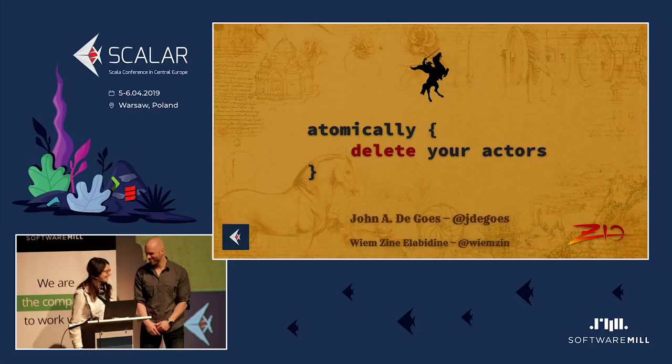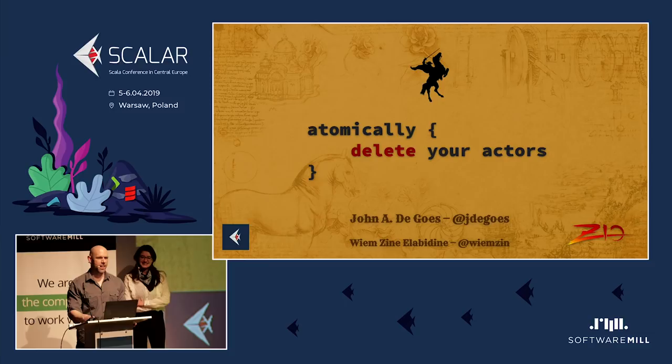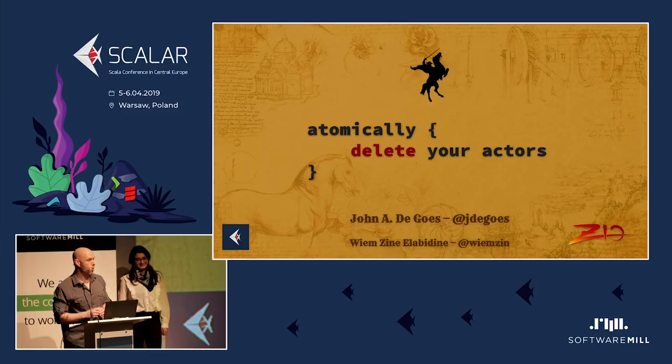Thank you, Wiem. Modern applications are asynchronous and concurrent. They're asynchronous so they don't waste threads, and they're concurrent so they can use every last CPU core to reduce application latency. But building an application that uses all the cores and doesn't have any race conditions or deadlocks is really, really hard. And today, Wiem and I are excited to share with you some of our open source work aimed at making that problem simpler.